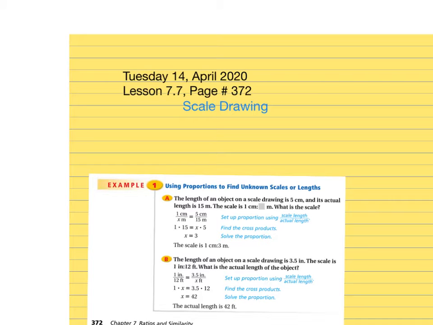Okay, so today we're going to work on lesson number 7.7 on page 372. The lesson is about scale drawing. What is scale drawing for? Just imagine you wanted to draw an image of the Statue of Liberty in your notebook. Obviously, you're not going to draw that big thing. You need to draw something smaller, but as real as possible. So then you use a scale drawing for that.